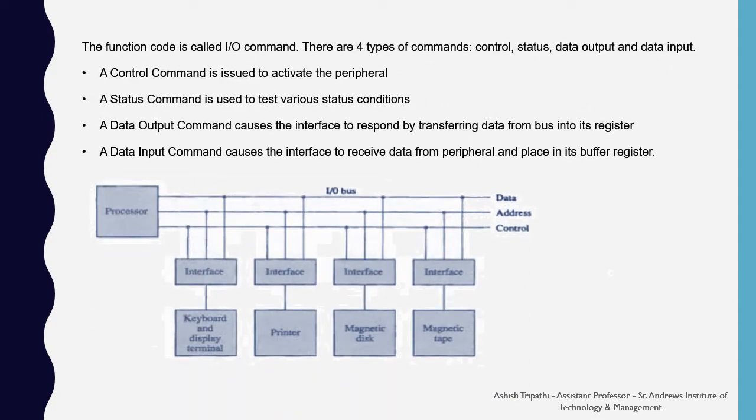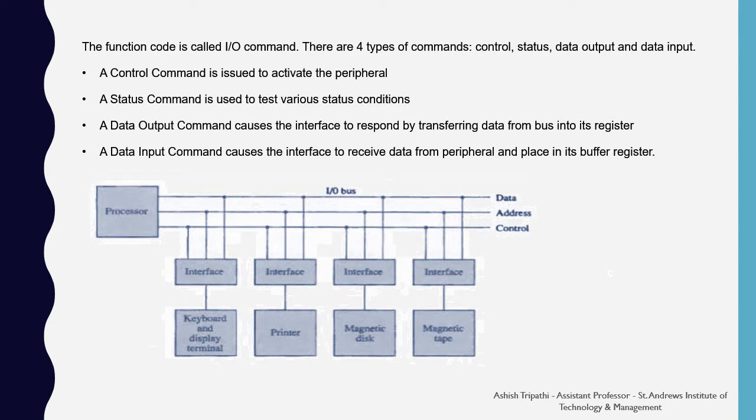The function code is called the I/O command. There are four types of command: control command, status command, data output and data input command. A control command is issued to activate the peripheral. The status command is used to test various status conditions of the peripheral. The data output command causes the interface to respond by transferring the data from the bus into the register. The data input command causes the interface to receive data from the peripheral device and place it in the buffer register.